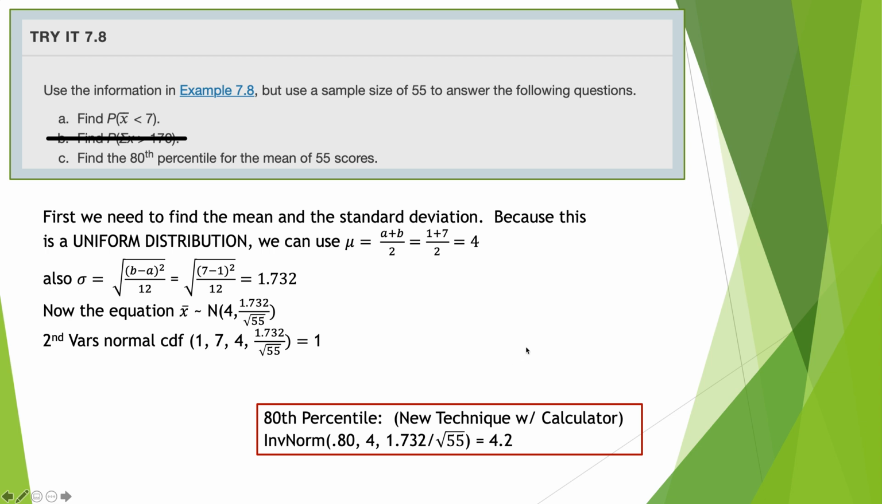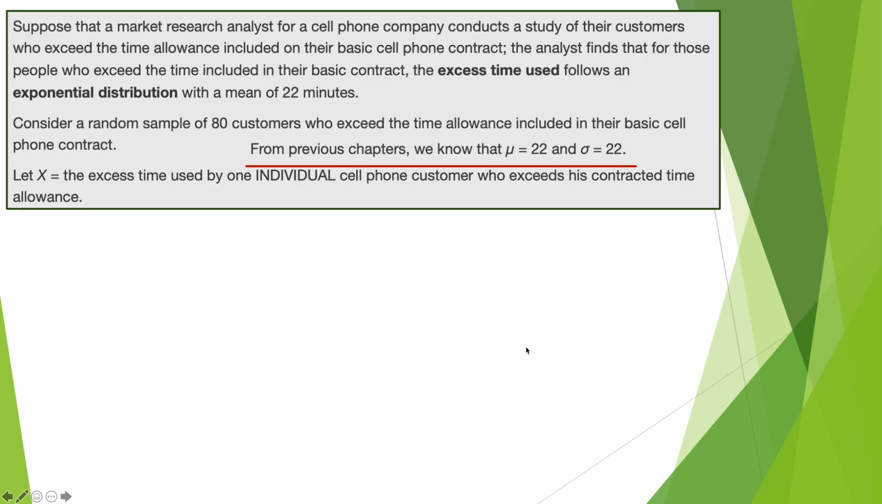All right. Let's try another one here. Let's see, what do we have for memory? Oh, we got plenty of memory left. Let's try this question this time.